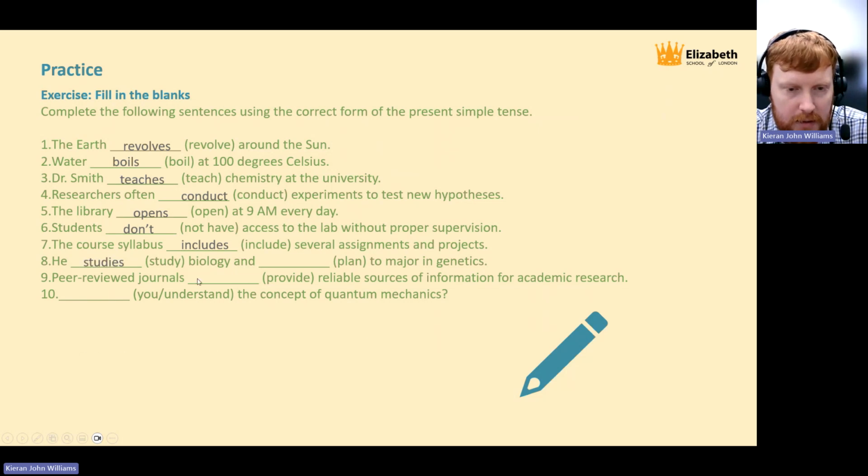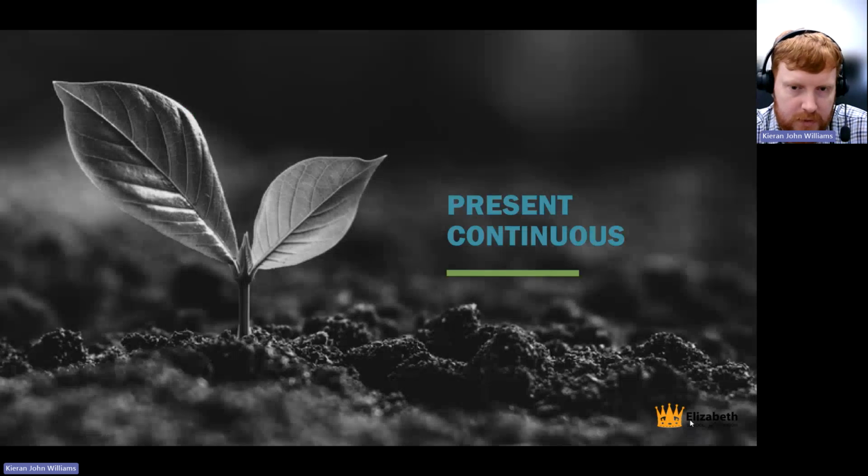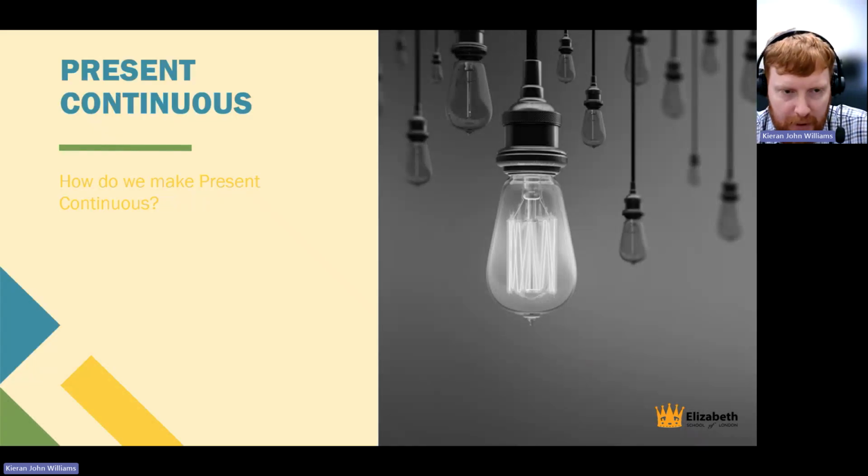He studies and plans to major in genetics. Peer-reviewed journals provide reliable sources of information. And lastly, it is a question. Hopefully you noticed that. And it should be, do you understand the concept of quantum dynamics? Okay, so if you don't have any questions there, everyone, let's move on to our next section. So our next section here is present continuous. So present continuous, let's think about how we make it then.